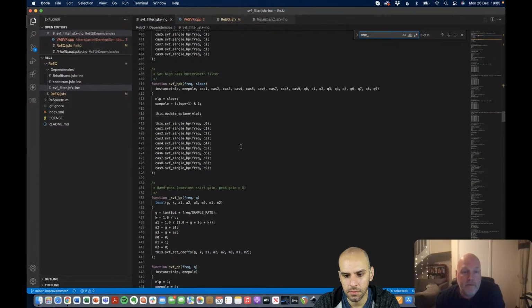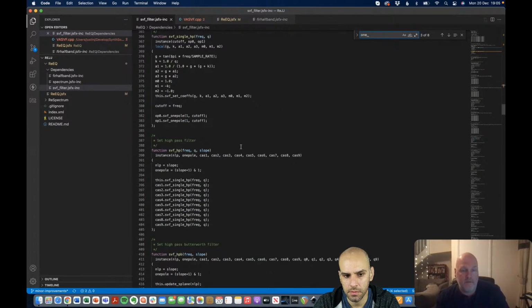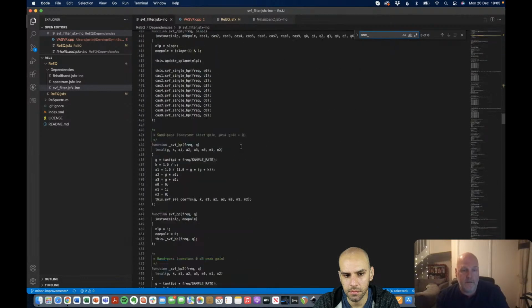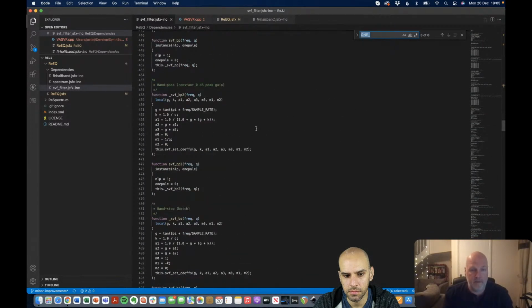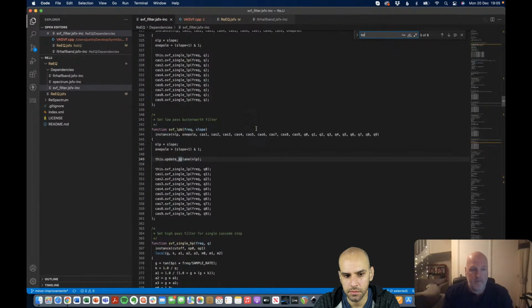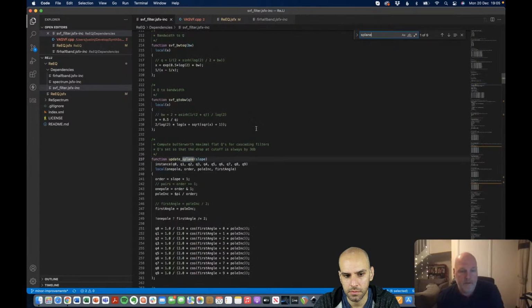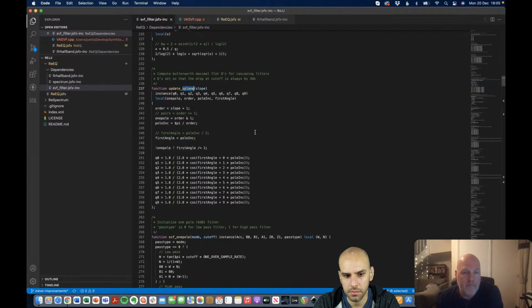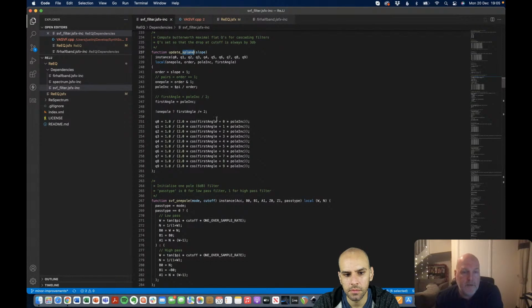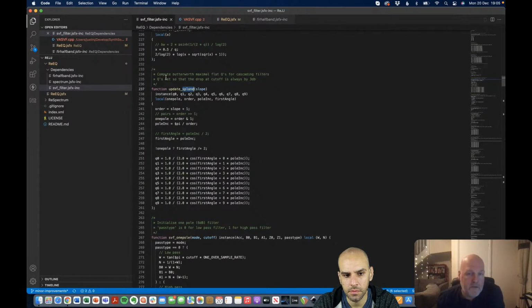So that's it. If we look at the code for that, there we go. That's this bit of code here. It's computing the Butterworth maximal flat Qs for cascading filters, so make sure the drop at the cutoff is always 3 dB.